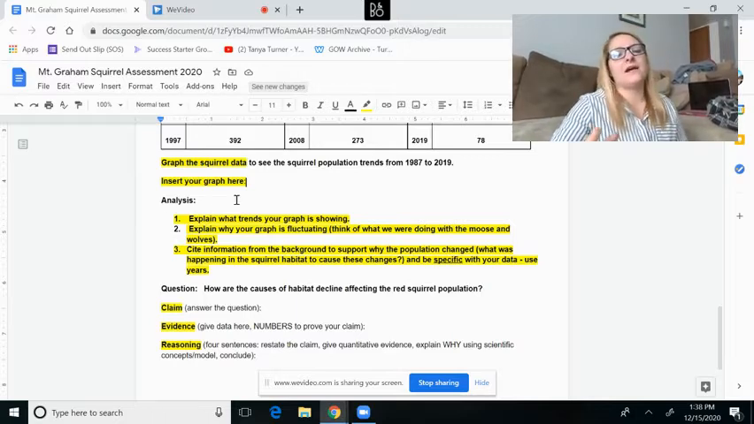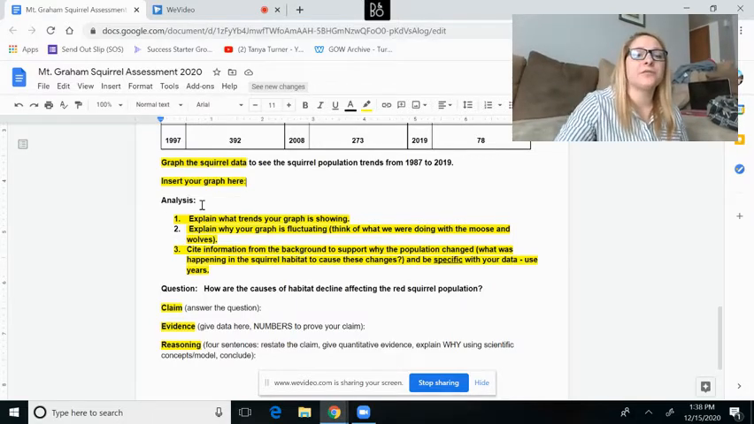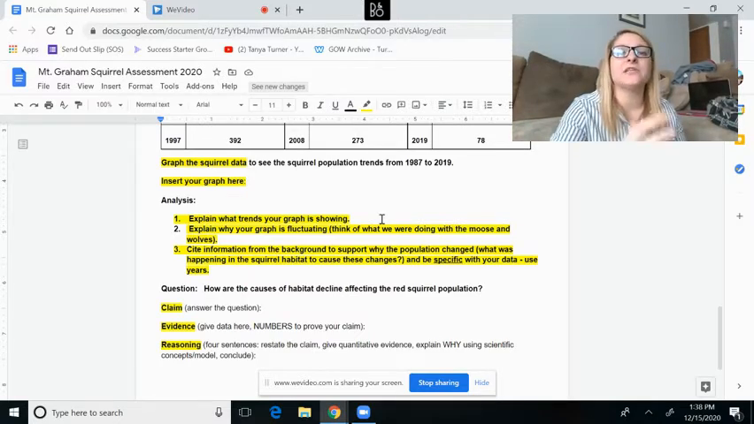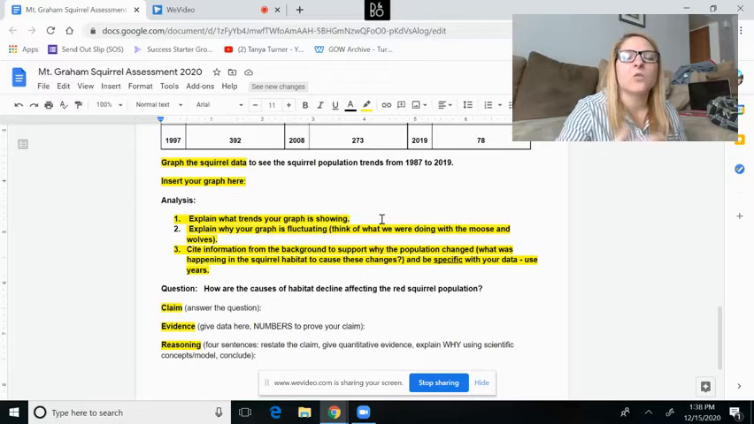Then before you have the conclusion, you do have 3 analysis questions. So you need to explain what trends the graph is showing. So we've asked you that about the moose and the wolf. What trends are you seeing? What's going on? Is it fluctuating? That's a good word. Is it staying stable? What's happening? Then number 2 says, explain why your graph is fluctuating. Think of what we're doing with the moose and the wolves again. If you don't think it's fluctuating, explain why it's not.